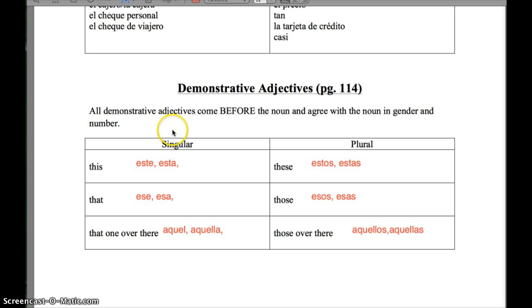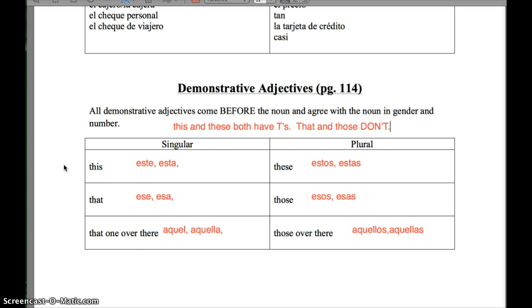There's also a nice little poem for you to remember. This and these both have T's. That and those don't. So if that helps you remember which one to use, I still say this little poem in my head if I'm trying to remember which one to say. So hopefully that will help.